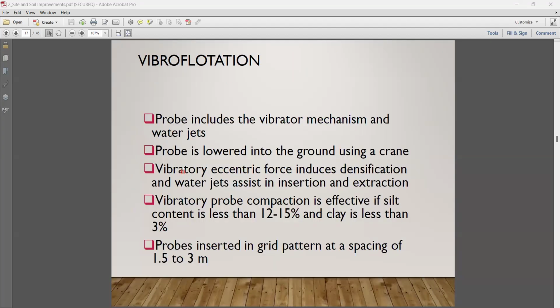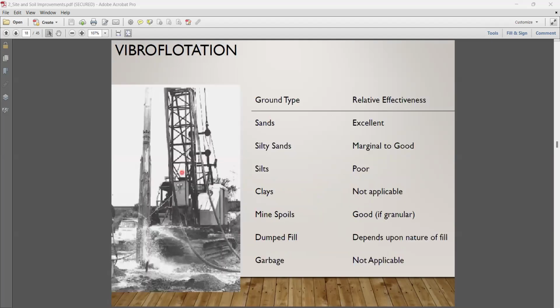Then the third deep compaction method is vibroflotation. There's vibration, but there's flotation as well. So what is flotation? It means it floats. It means water is used. For sandy soils, it's a very excellent application. For clays, we cannot apply it.